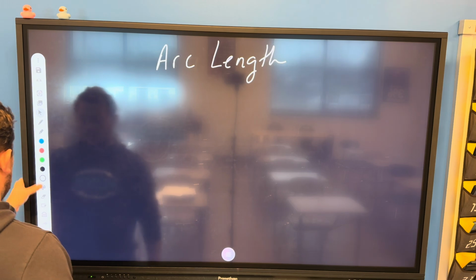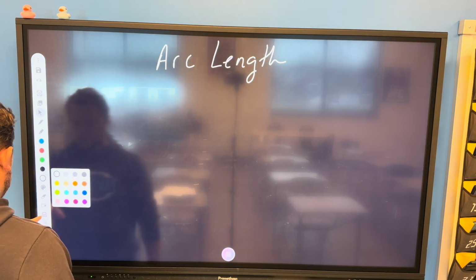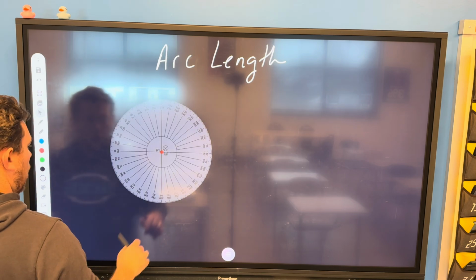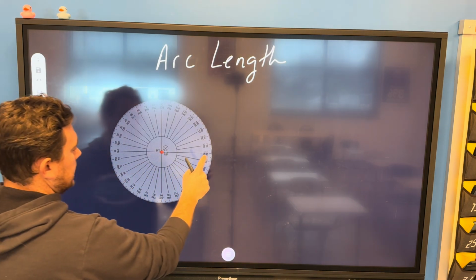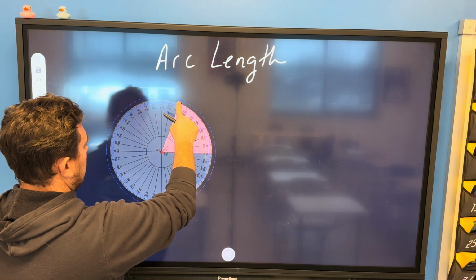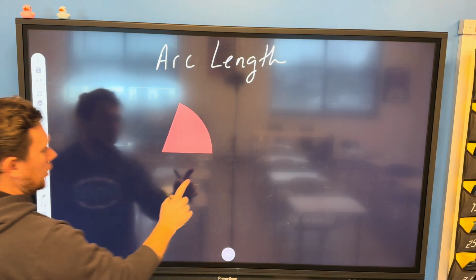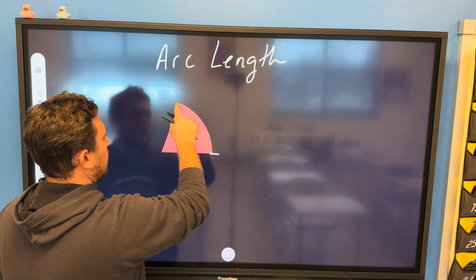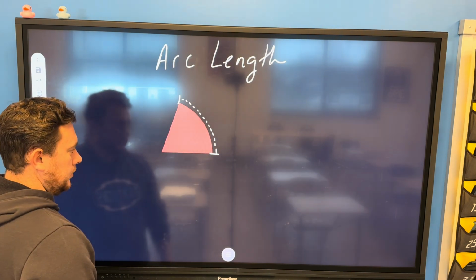For arc length, we are going to have some kind of arc. So if we look at this circle, we're going to have some slice of this pie that goes to something like this. So we want to find the length of that arc from that point to that point.